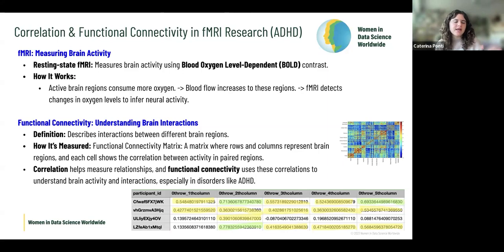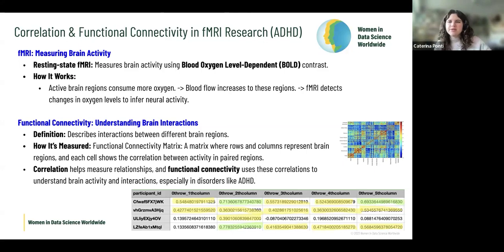So basically, resting state fMRI measures brain activity using the blood oxygen level dependent signal, also called blood contrast. How it works is that active brain regions consume more oxygen, and blood flow increases in this region. fMRI detects those changes in oxygen level and infers neural activity. So why is this important?